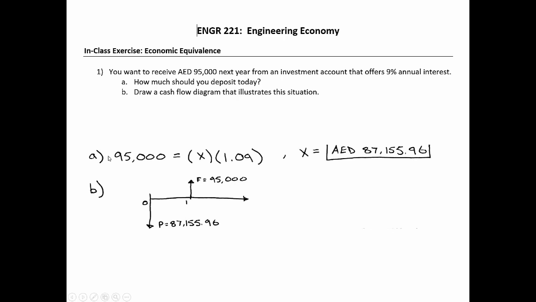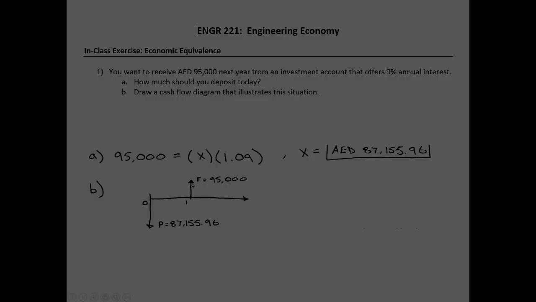All right, so for the cash flow diagram, take a look at this. We have our horizontal line, which refers to time. 0 is now, 1 is 1 year into the future. And so what we want to do is receive the money next year. So we're going to have money coming to us, which is an arrow up, in the amount of a future value, 95,000. And so that means that the present value, the amount that we have to deposit now, is 87,155.96. So the downward arrow means that we make a deposit today, and that enables us to make a withdrawal 1 year into the future.